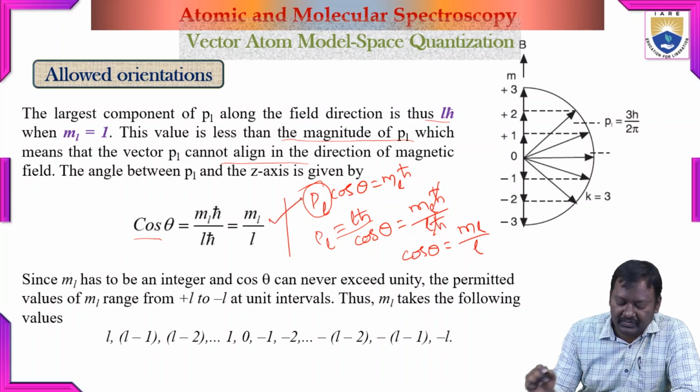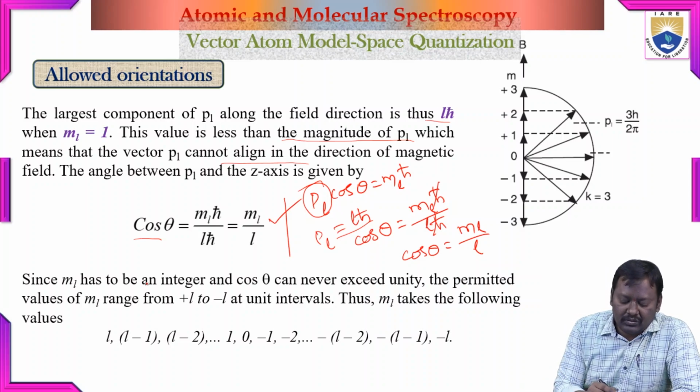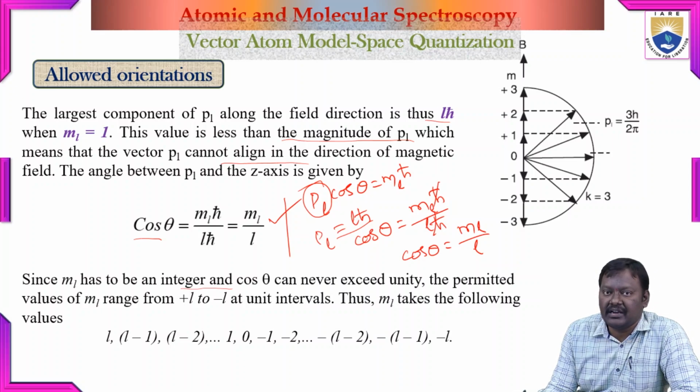If we cancel h cross, cos theta is ML by L. As ML has to be an integer, since it is a magnetic quantum number, and cos theta ranges from minus 1 to 1, with a maximum magnitude of 1, the permitted values of ML range from plus L to minus L in unit intervals. Thus ML takes values L, L minus 1, L minus 2, etc., 1, 0, minus 1, minus 2, minus 3, up to minus L plus 1 and minus L.